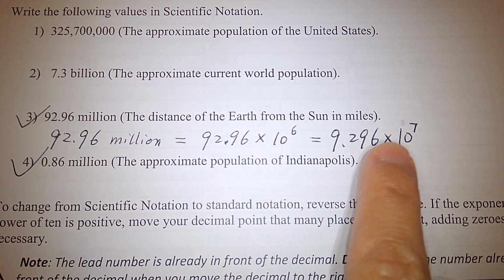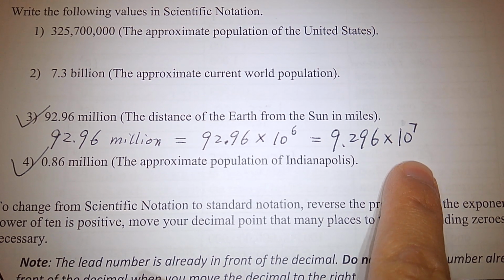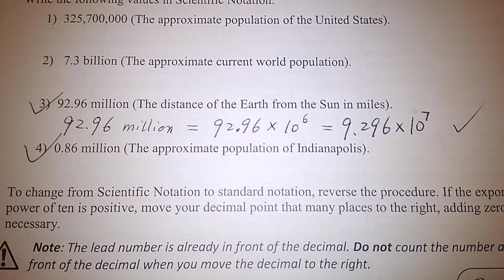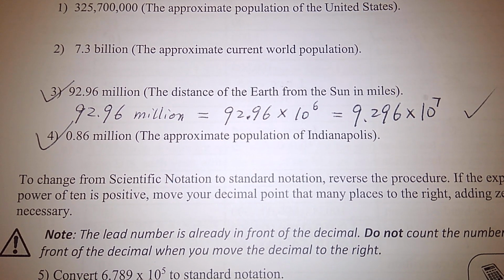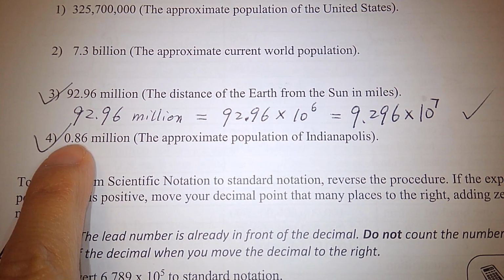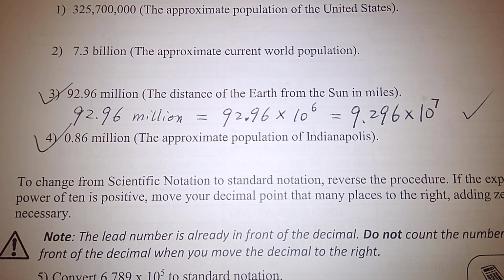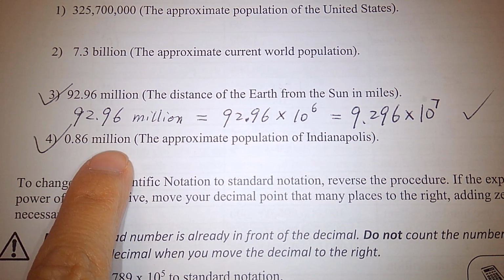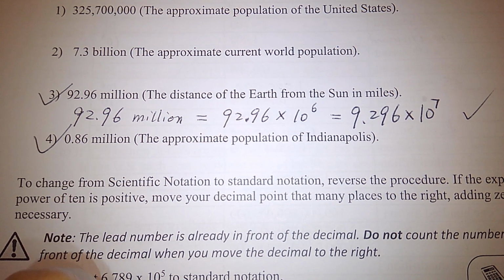How about this number? Is this number in scientific notation? Yes or no? Yes. So, we're good. What do you think? Challenging, right? Okay. 0.86 million. Can you try it? I'll give you 1 minute to try it, and then we do it together. Write 0.86 million in scientific notation.